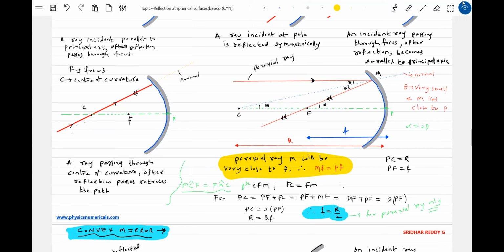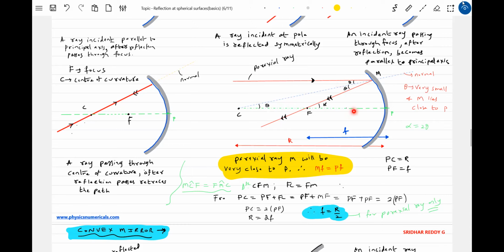Once again, I'll just summarize it. There's a ray. If M is very close to P, then this will become a paraxial ray. Theta should be very small. M should be very close to P. Then angle of incidence is equal to angle of reflection. This is a normal. Then the reflected ray will intersect the principal axis at a point called the focus. This distance is called the focal length. This distance is called the radius of curvature. How are focal length and radius of curvature related?